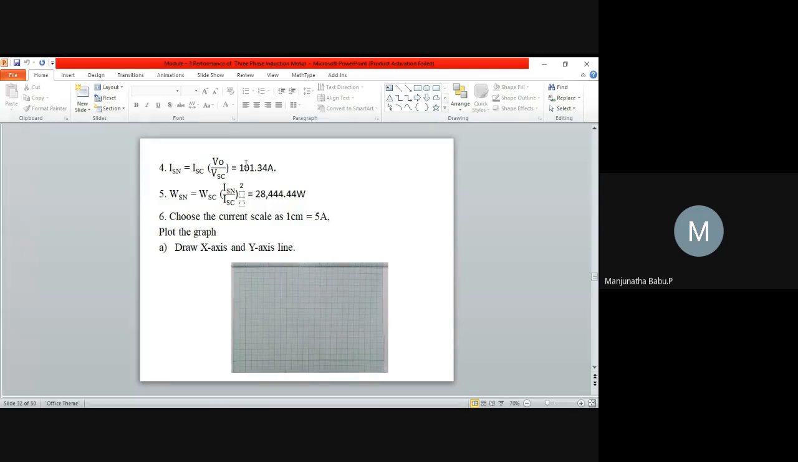Why are we considering this scale? Because your values have to be fitted within this graph. Suppose if it is 200, then choose the current scale as 1 centimeter is equal to 10 amps. That's how the current scale will be chosen. Any doubts here? No, sir. So based on the short circuit current at normal voltage, we will be choosing the current scale.